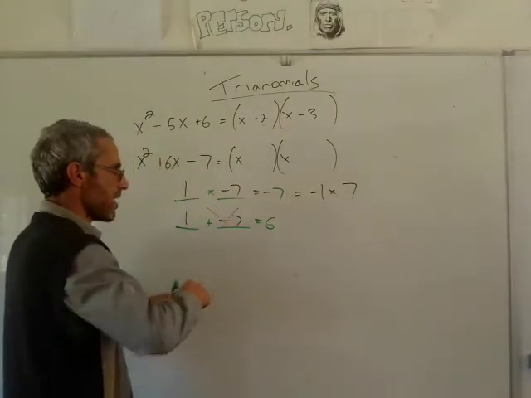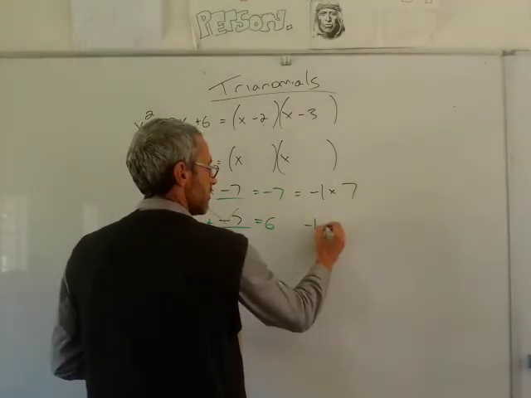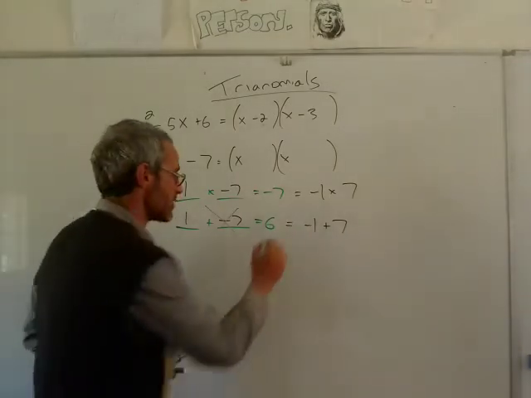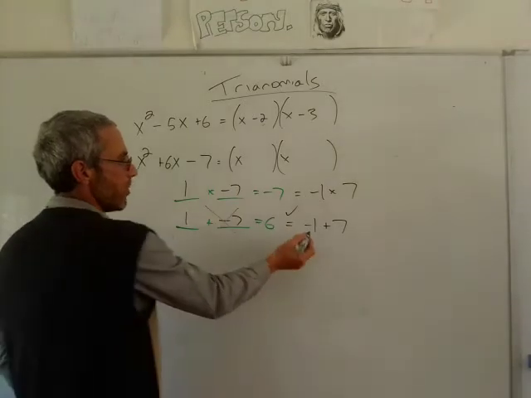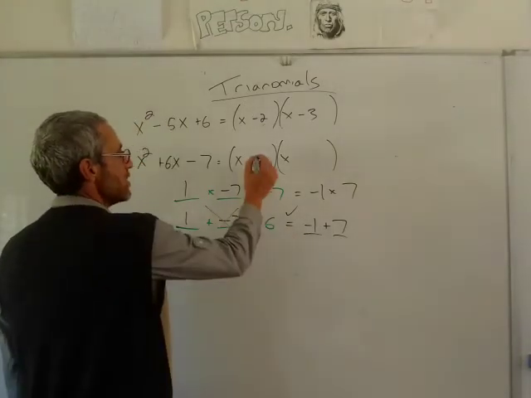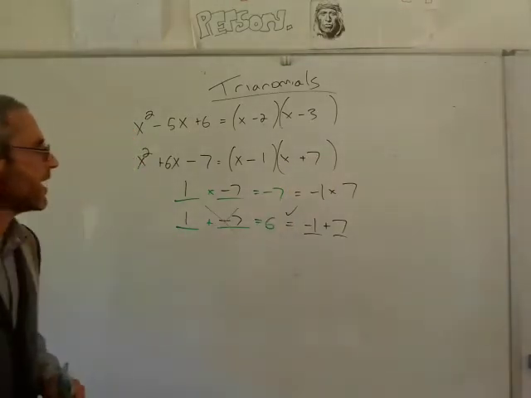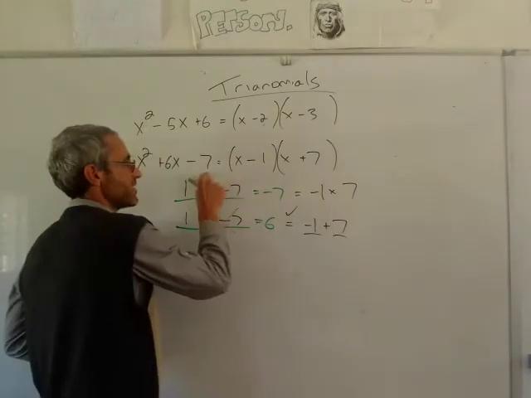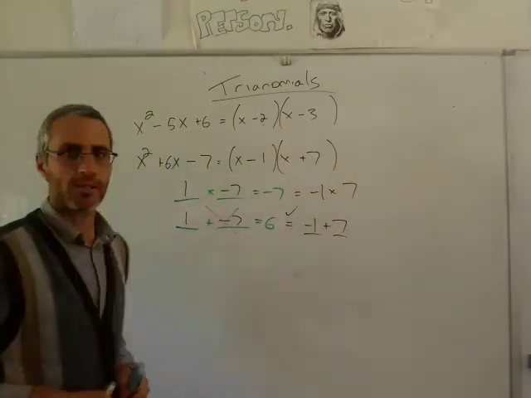Let's try our other pair. Maybe minus 1 plus 7, those two. Is that going to give us 6? And the answer is yes. Minus 1 plus 7 is 6. So the two pairs of numbers are those. So we're going to have minus 1 plus 7. Let's try it again. Minus 1 times 7 is minus 7. Minus 1 plus 7 is 6.